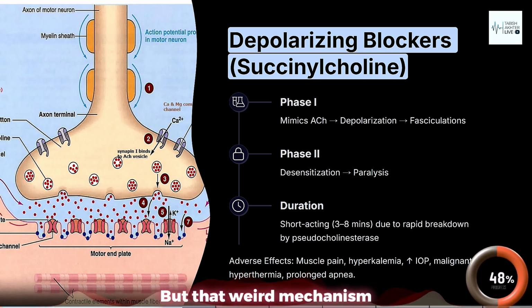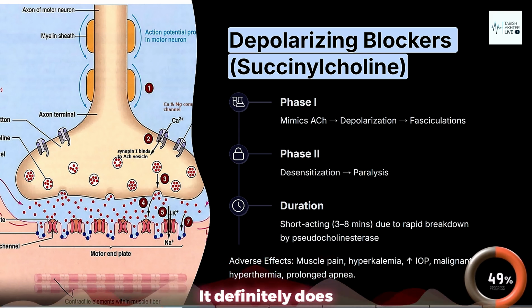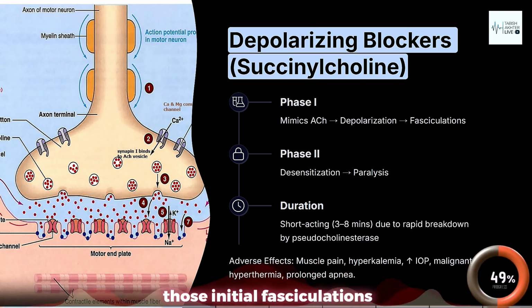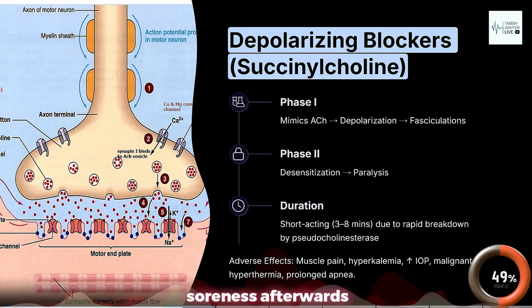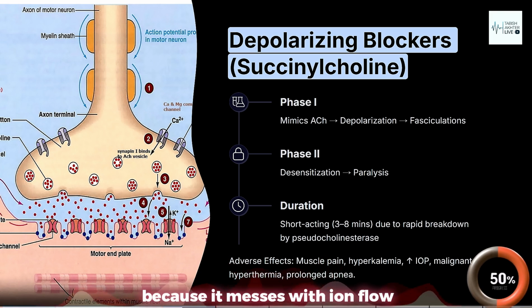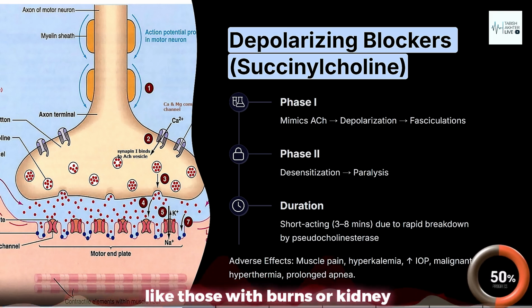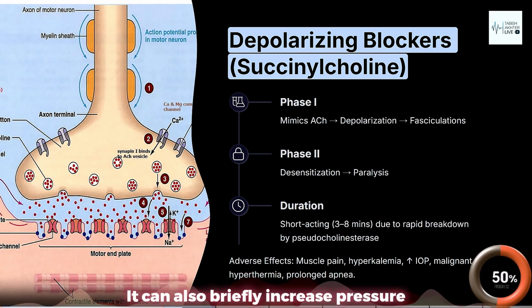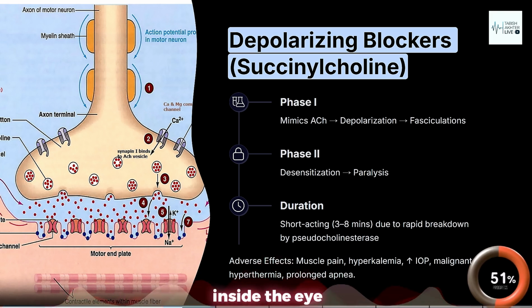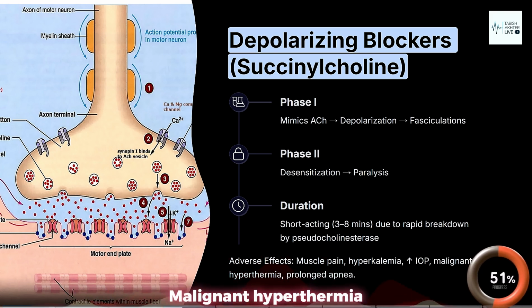But that weird mechanism, it must have some downsides, adverse effects. It definitely does. Those initial fasciculations can actually cause muscle soreness afterwards. Okay. Also, because it messes with ion flow, it can cause potassium levels in the blood to rise, hyperkalemia. That's a worry in some patients, like those with burns or kidney problems. It can also briefly increase pressure inside the eye. And the big one in susceptible people is malignant hyperthermia. Malignant hyperthermia. That sounds serious.